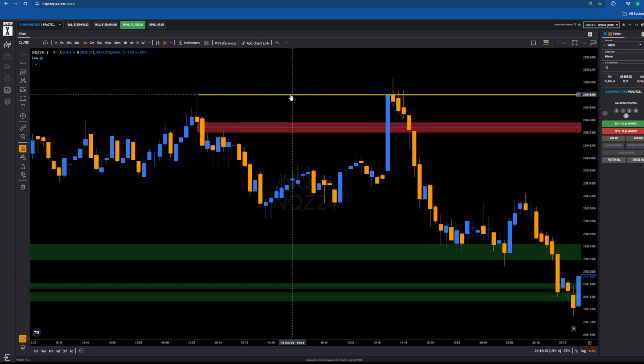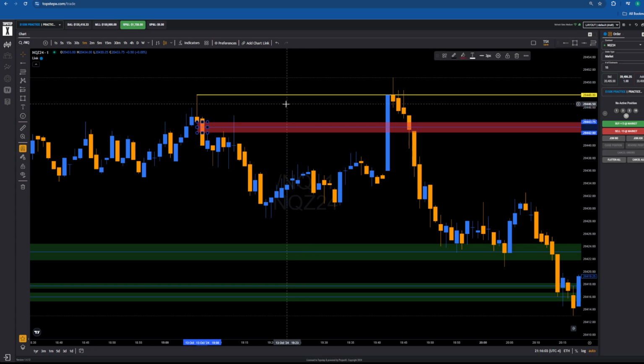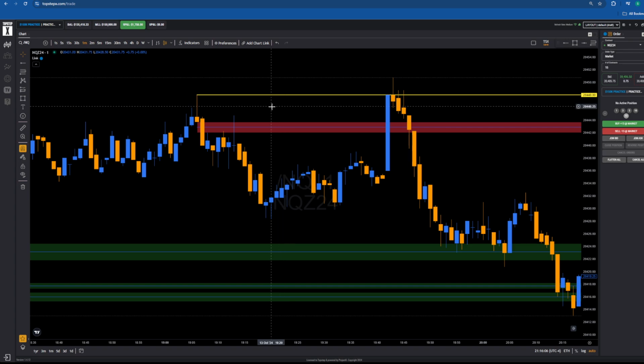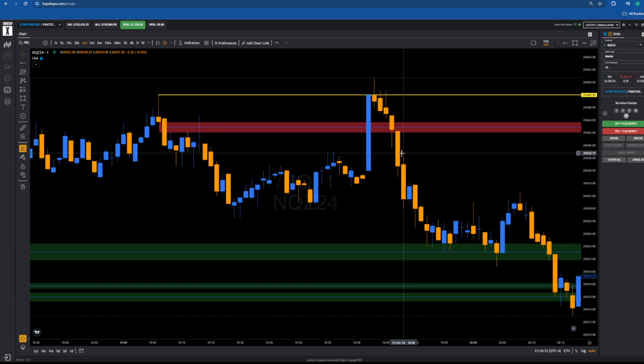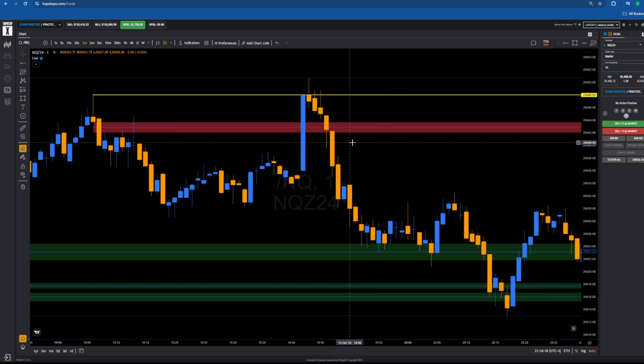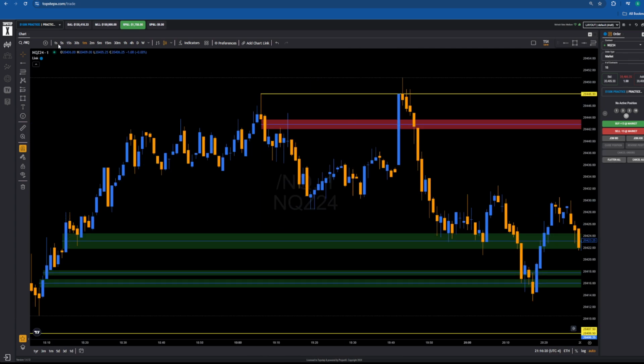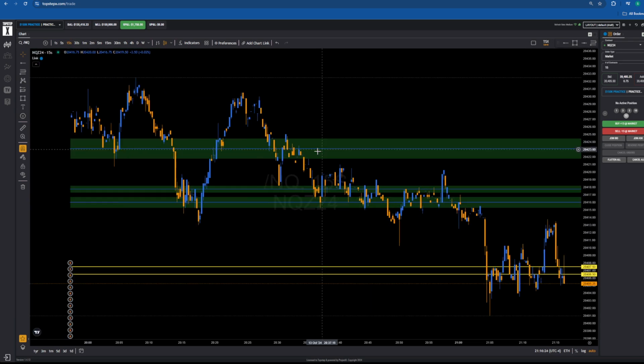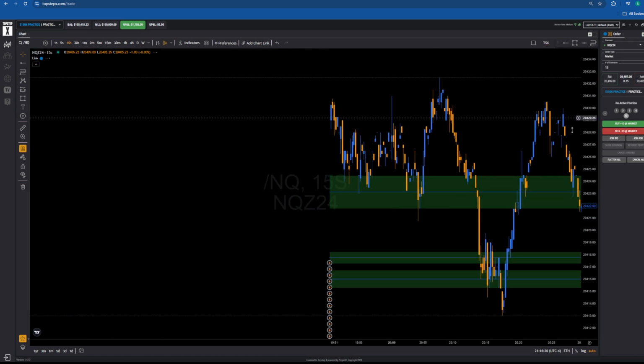Now, the ICT concept is the rejection block, so that's exactly what happened here. So I'm just going to share with you now. If you're looking at the 1 minute, you will never be able to take the entry which I took, because the market never came to some fair value gap here, right? So I actually switched to the 15-second chart, and I'll share with you what I was looking at at that time.